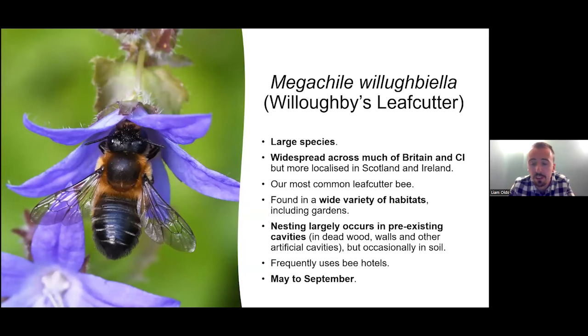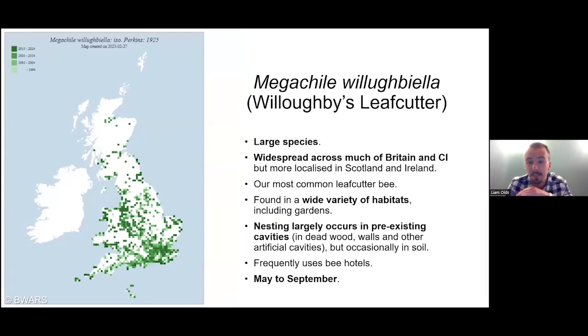And then the final species, just to touch on very quickly, is Willoughbyella, which is a large species that's widespread across Britain and Ireland, more localized in Scotland and Ireland. It is our most common leafcutter bee, found in a wide variety of different habitats, nesting in all various places, usually pre-existing holes. These are the ones that you often get nesting in plant pots in your garden, in hose pipes, in door frames or window frames, all sorts of different things, as well as big hotels. And it's on the wing from May to September.